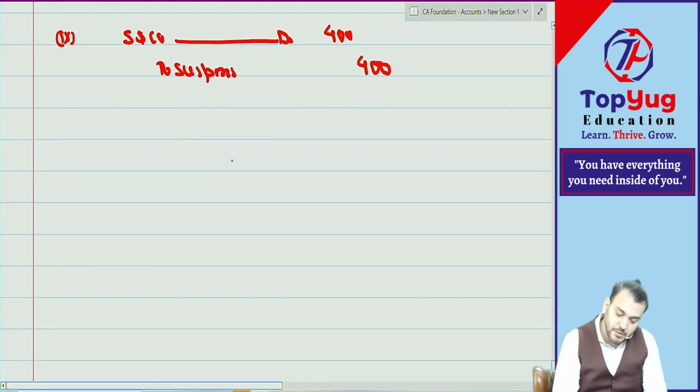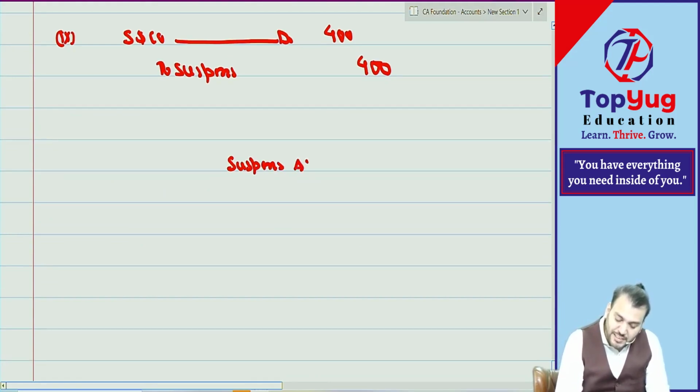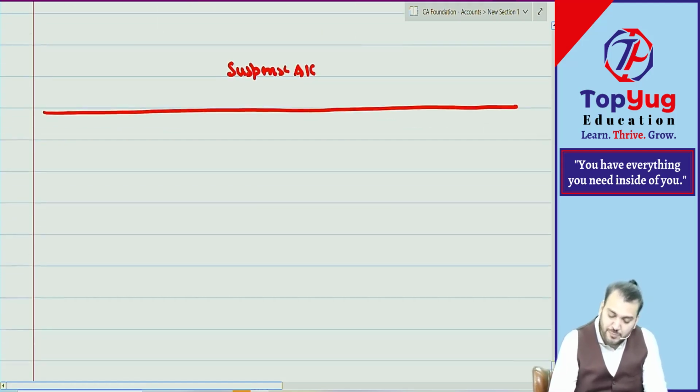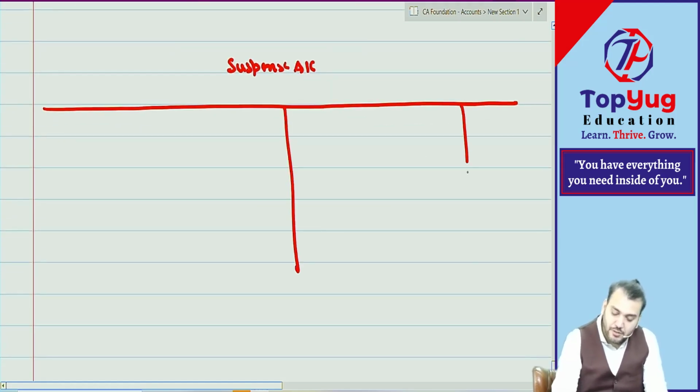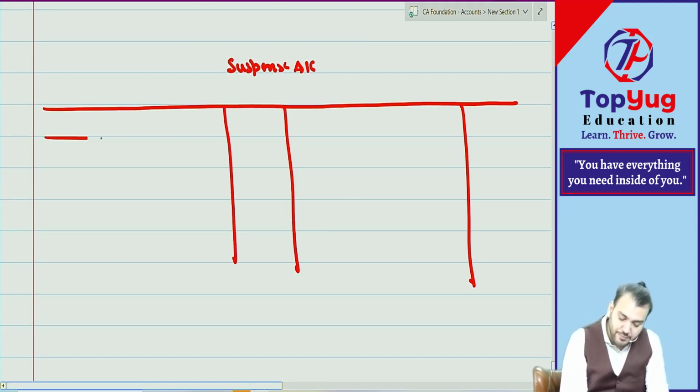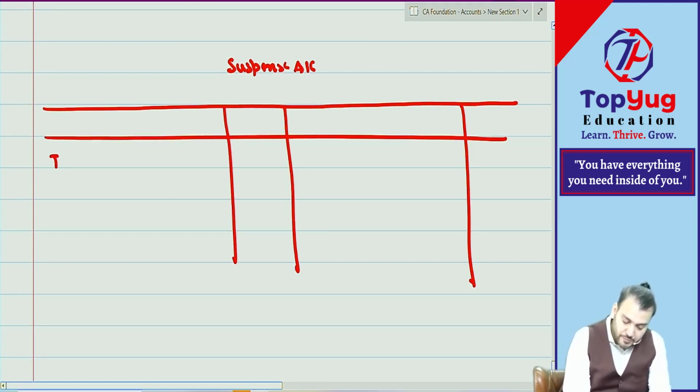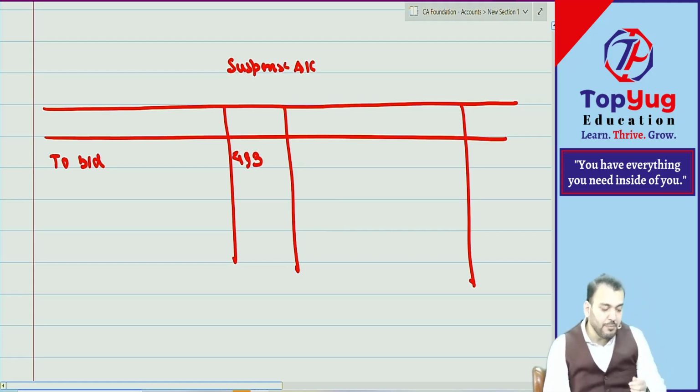Suppose in this question they ask you to prepare suspense account after rectification. What is the opening balance of suspense account? To balance brought down. So can you give me the posting one by one from the beginning?